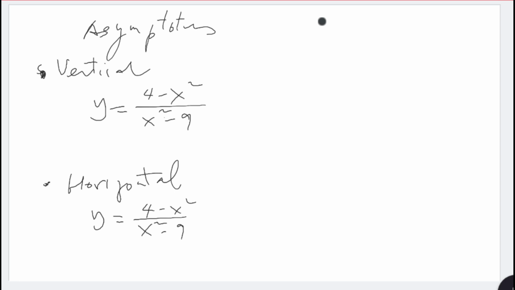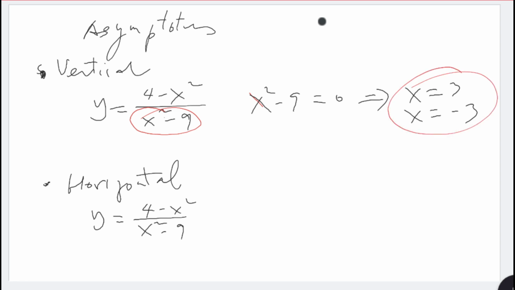So given a rational function, we basically set the denominator to 0. So we set x squared minus 9 equal to 0 and solve. Pretty simple equation. We find x equal to 3, x equal to -3. There are 2 locations where we're going to have a vertical asymptote. Okay, that's how we determine vertical asymptotes. Set the denominator to 0 and solve.